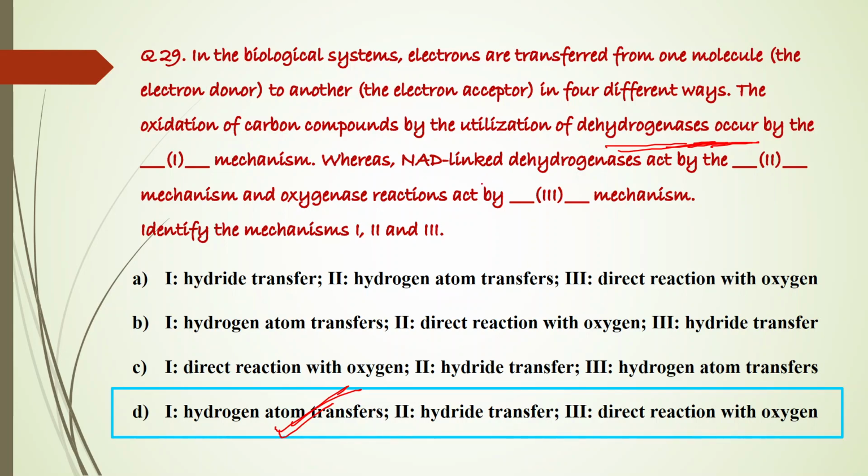Second is NAD linked dehydrogenases. The first one was normal dehydrogenases like succinate dehydrogenases. Second one is NAD linked dehydrogenases act by what mechanism? So if you remember the structure, how it converts from NAD to NADH, you will remember there is a H minus that gets transferred to one of those carbon centers. That means it is a transfer of a hydride. So NAD linked dehydrogenases act by hydride transfer mechanism. So our 2 should be hydride transfer.